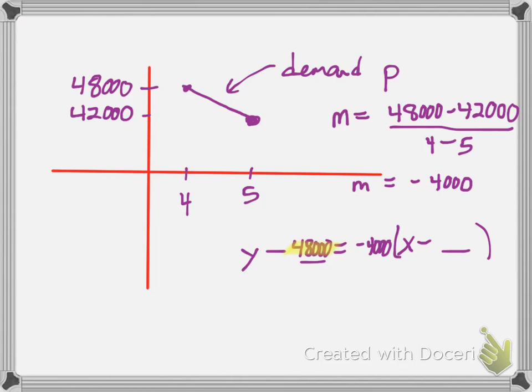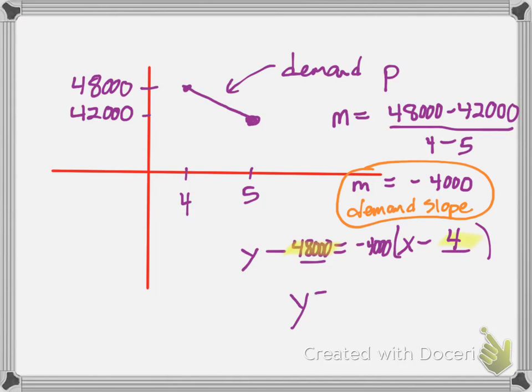So if I choose to put 48,000 in here, then I need to put 4 over here in for X. Or if I choose 42,000 for that Y1, then I need to choose 5 for the X that goes over there. So just the normal stuff. So I put in 4 to go with that 48,000, negative 4,000 for the slope. There's my equation of my demand curve. We will solve for Y.